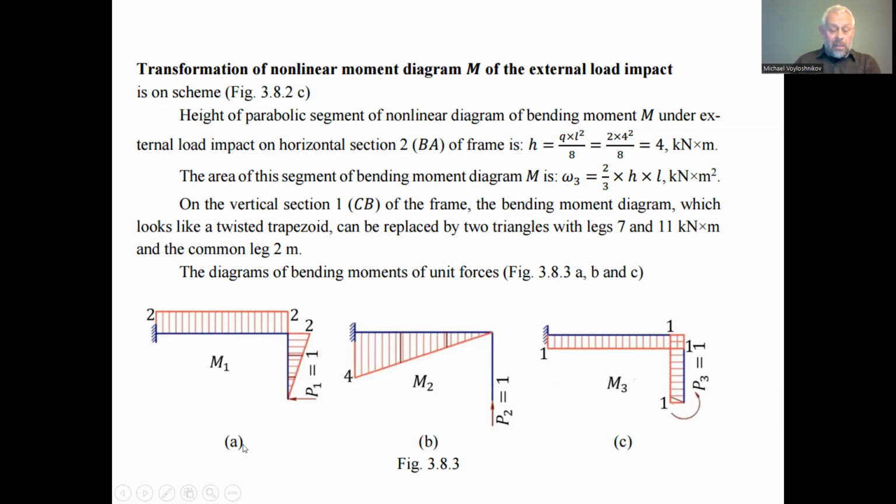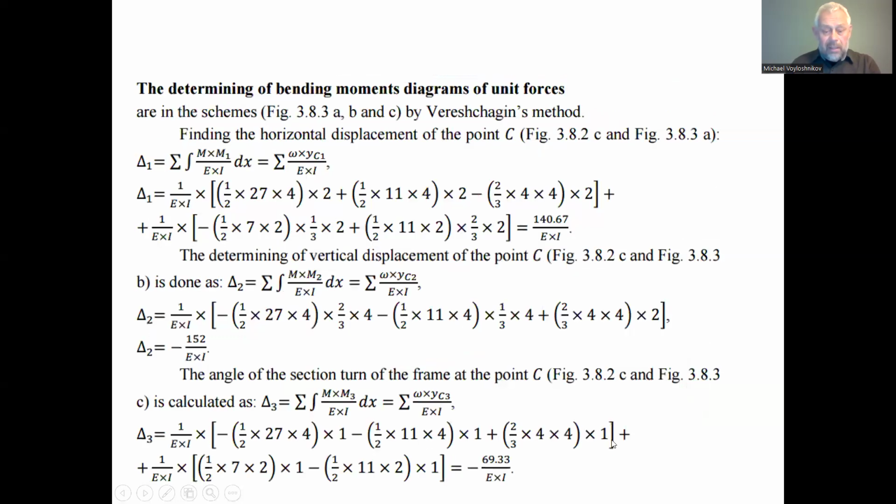In the first case, figure 3.8.3a, the action of the unit force is applied leftward to the point C, and on figure 3.8.3c we had an even distribution of the bending moment diagram from the action of the unit moment applied to the point C counterclockwise. So the diagrams are on the other side, so we change the signs in the determination of the Mohr integral using the Vereshchagin rule.